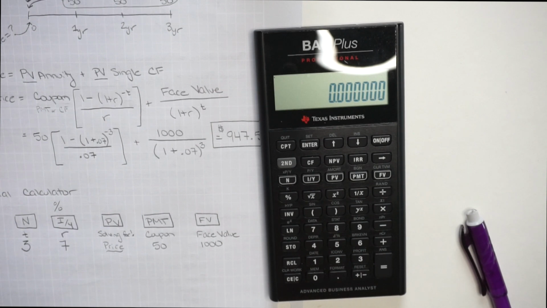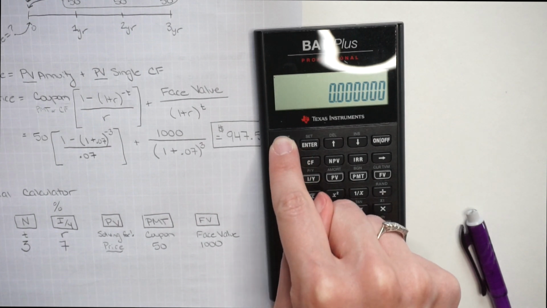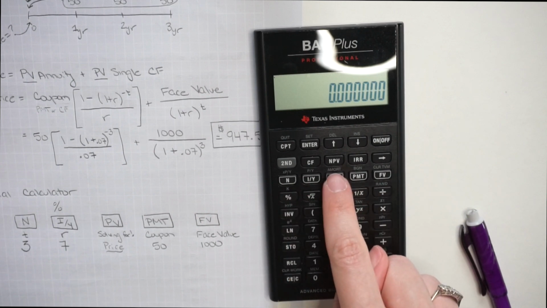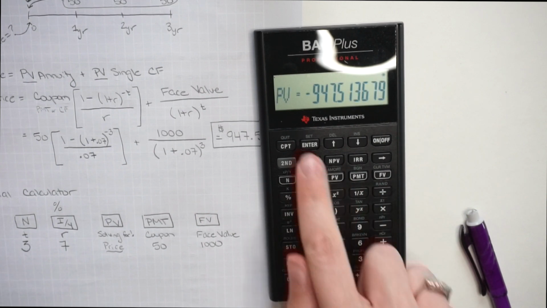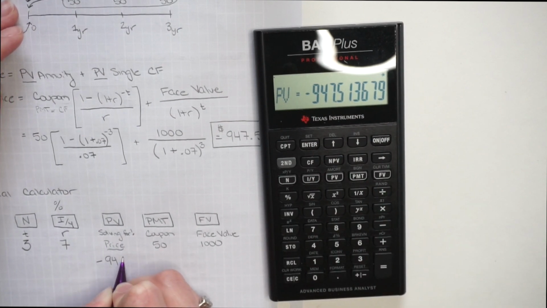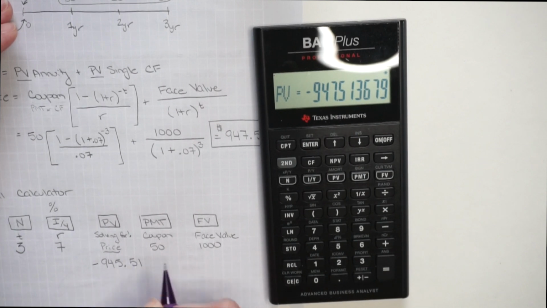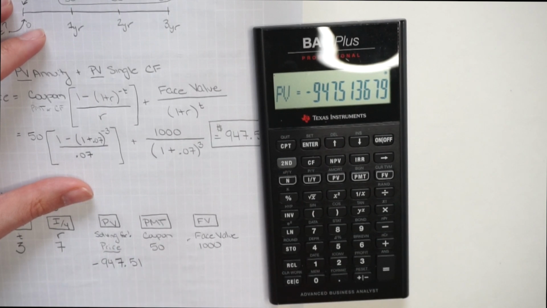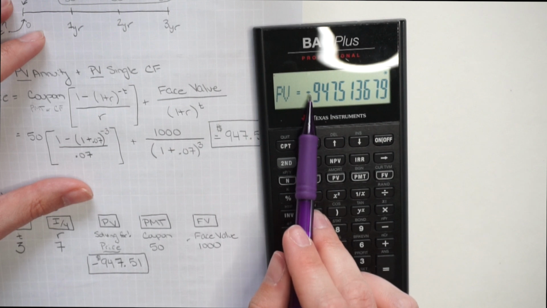Now I need to solve for what the answer actually is. To do that, I'm just going to press the compute button. Now it's solved for the missing variable. So now I can click on PV. And it tells me the present value is negative 947.51. Oops, sorry, negative 947.51. So that perfectly matches what we had above, right? We got the same value. You'll just notice that there is a negative sign here.